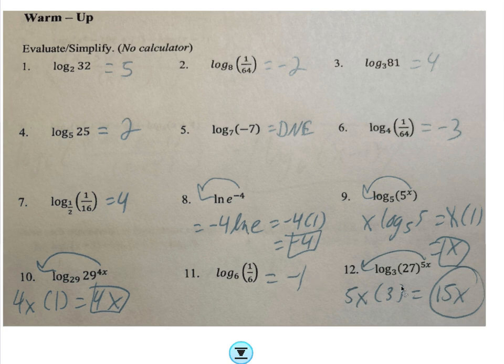Now, for number 12, you cannot cancel the 3 and the 27 because they're not the same number. So you have to expand here. You have to move that 5x to the front. 5x times log base 3 of just 27, that's 3, because 3 to the third power is 27. So 5x times 3, that is 15x.